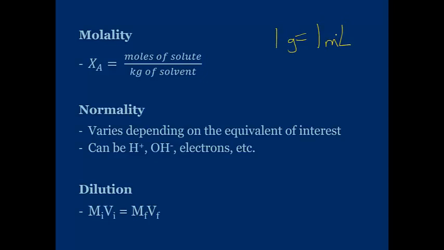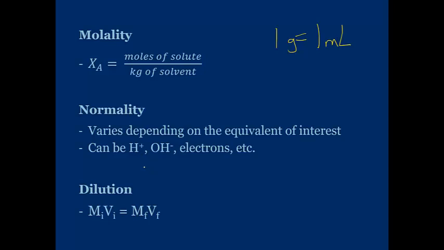So when you're doing your calculations and you have to go from grams to liters, this is the conversion you should keep in mind. Normality is a little bit more complicated because it varies depending on the equivalent of interest. Usually speaking, you're going to see normality in acids and bases, which is actually incidentally our next lecture. Normality can quantify anything from hydrogens, hydroxides, or electrons.